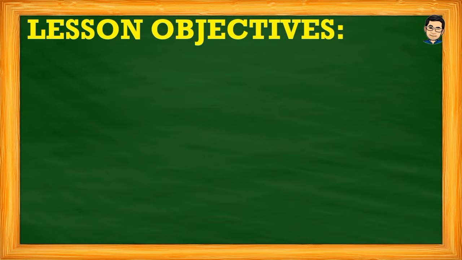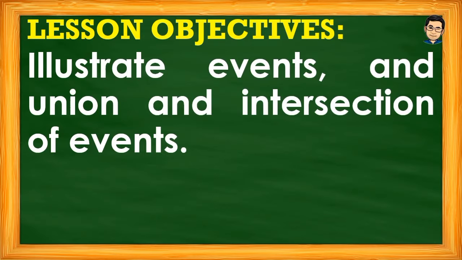Let us have our lesson objectives. We will illustrate events and union and intersection of events. Of course, before we proceed to illustrating union and intersection of events, we have to define first what is an event. So in mathematics, what do we mean by event?